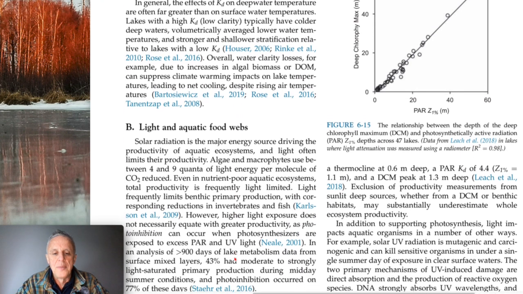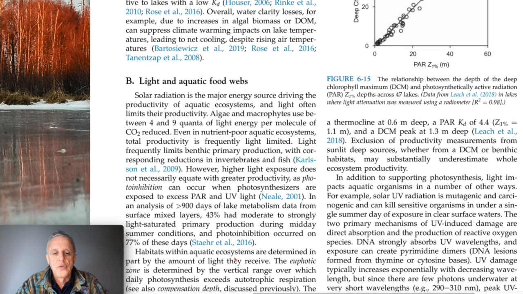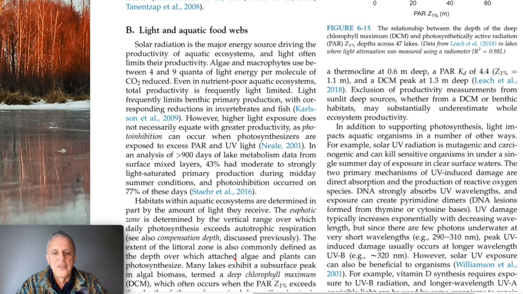Light and aquatic food webs. Solar radiation is the major energy source driving the productivity of aquatic ecosystems, and light often limits their productivity. Algae and macrophytes use between 4 and 9 quanta of light energy per molecule of CO2 reduced. Even in nutrient-poor aquatic ecosystems, total productivity is frequently light limited. Light frequently limits benthic primary production with corresponding reductions in invertebrates and fish. However, higher light exposure does not necessarily equate with greater productivity, as photoinhibition can occur when photosynthesizers are exposed to excess PAR and UV light.